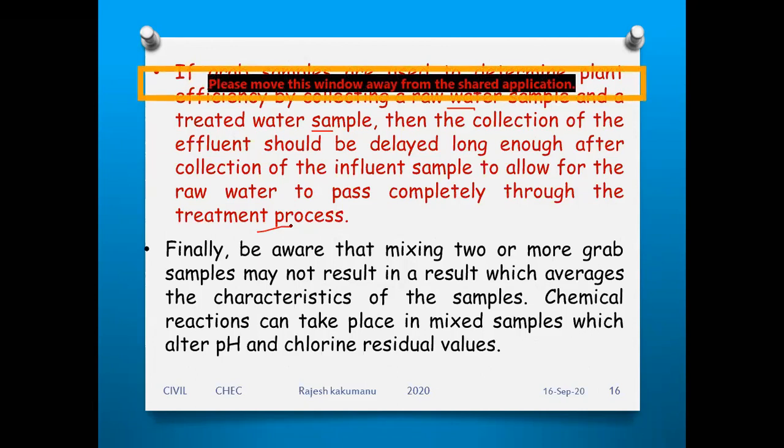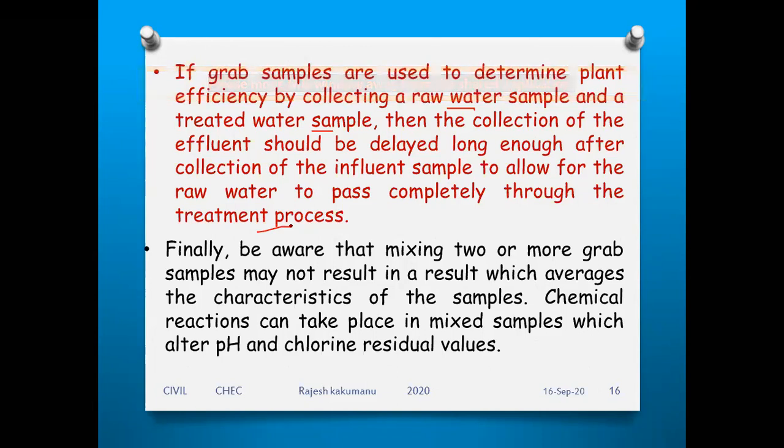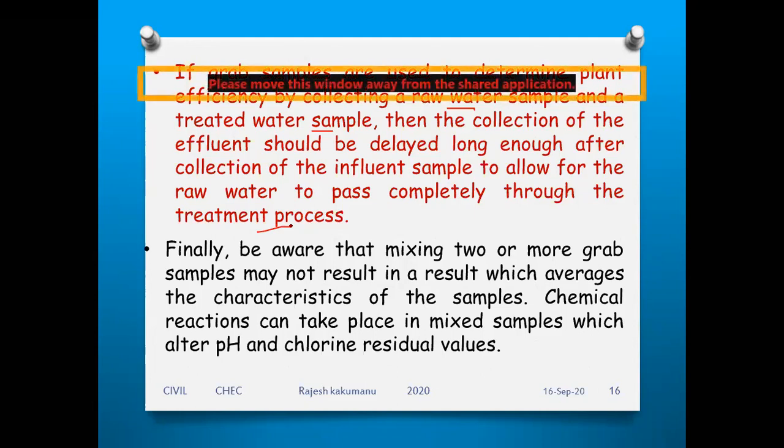So whenever you are separating the grab sample and the treated water sample, we have to check that the effluent and influent samples for raw water pass completely through the treatment process, right? Next one, finally, be aware that mixing 2 or more grab samples may not result in a sample which averages the characteristics of the samples. Chemical reactions can take place in mixed samples which alter pH and chlorine residual values. Okay? So what it is saying, finally, is we should not mix the grab samples.